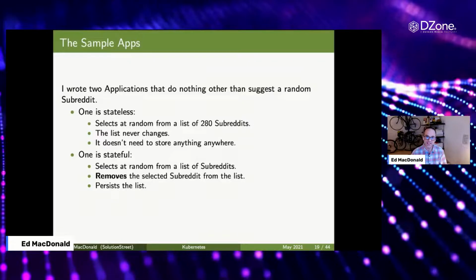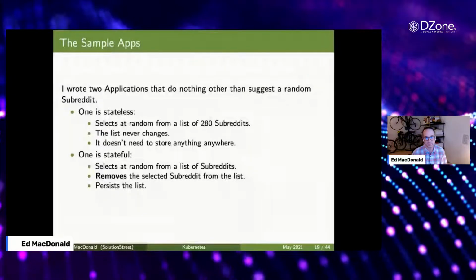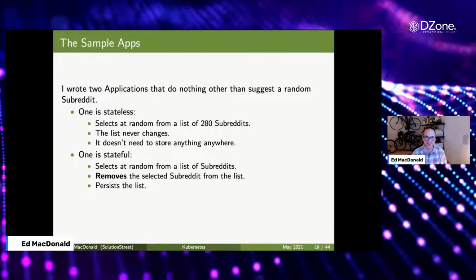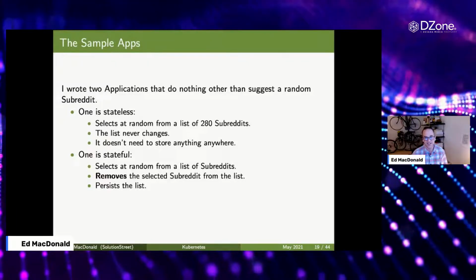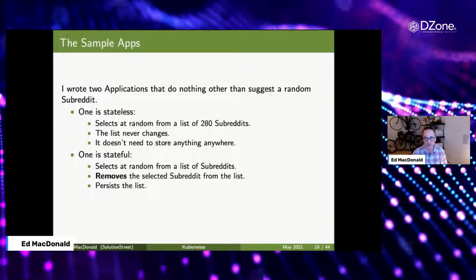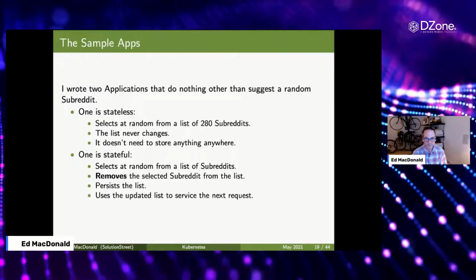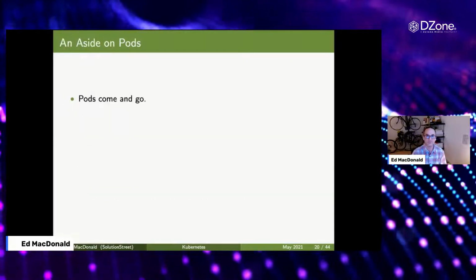So there's no way for the stateless app to guarantee that you will see every subreddit before the list cycles. The stateful app provides that guarantee. So the first time you'll select from a list of 280 subreddits, the next time 279, all the way down till you see them all, and then it will refresh itself. And then it uses the updated list to service the next request.